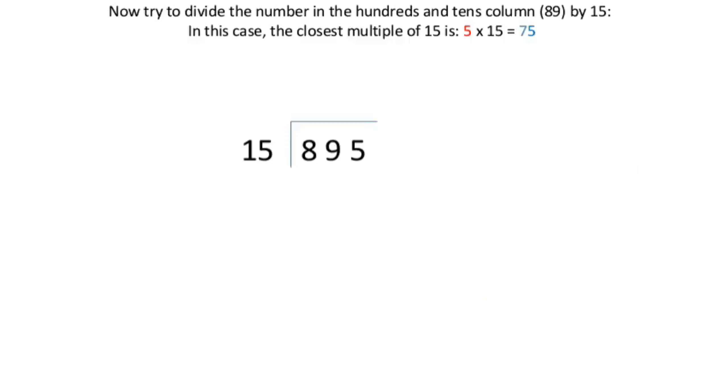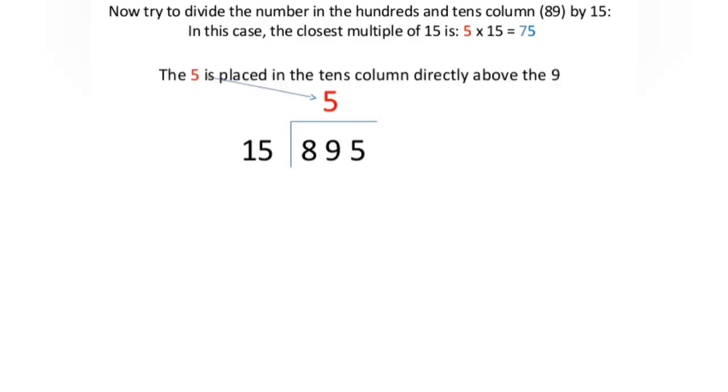Now, try to divide in the hundreds and tens column. That means 8 and 9. 89 divided by 15. In this case, the closest multiple of 15 is 75. So 15 multiplied by 5 is 75. 5 is placed in the tens column directly above the 9, and 5 comes in the quotient column because this is the part of the quotient.